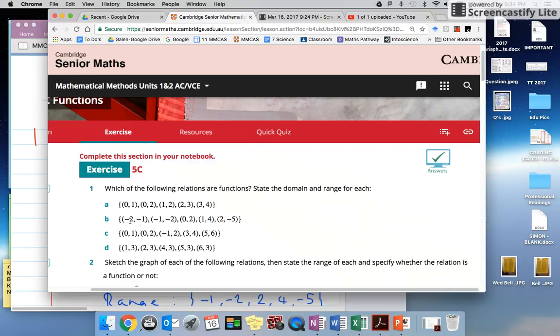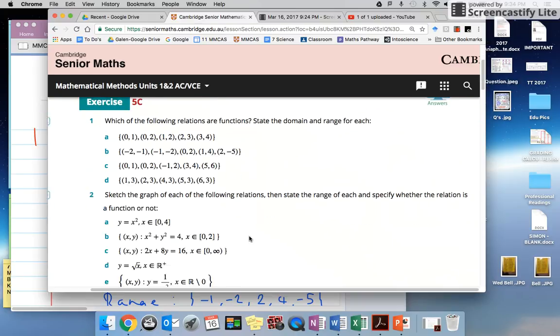Let's have a look at this. We've got -2, -1, 0, 1, 2. So this one here is definitely a function. If we're going to state the domain, then obviously we just state all the x values. The range will be all the y values like we did at, I think, the first question of 5b. This one here, I'll let you figure out whether it's a function or not, and what the domain is.